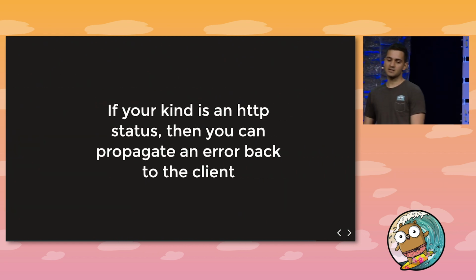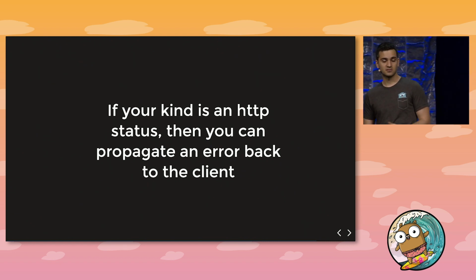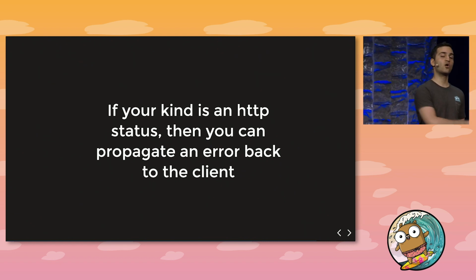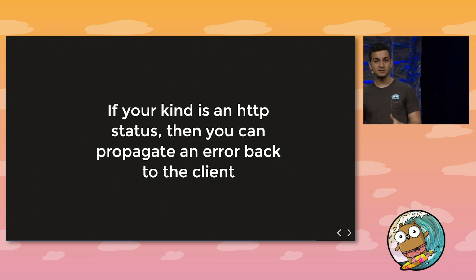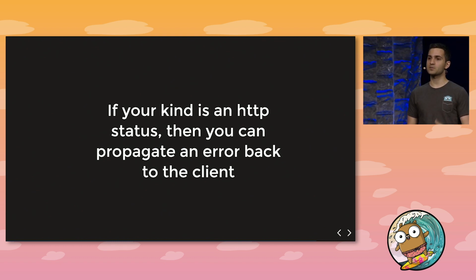One thing you can think about is that if your kind is an HTTP status, then you can propagate the error all the way back to the client. And now you're setting that error category across the wire. So just by defining an error struct, you're also defining your response error.